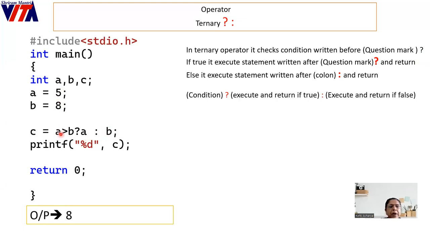So here in our example, we have 5 and 8. Is 5 greater than 8? No. The condition is false, so it will assign the value of B into C. And then the value of C gets printed. So in our case, the output will be 8, because B, which has the value 8, gets stored into C.